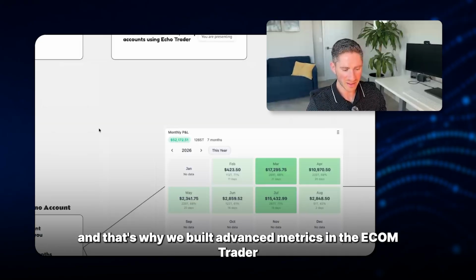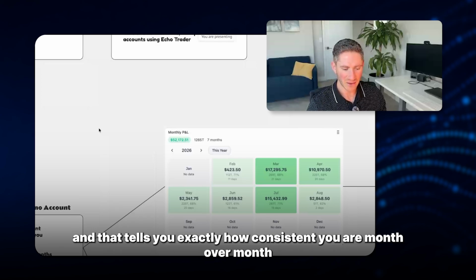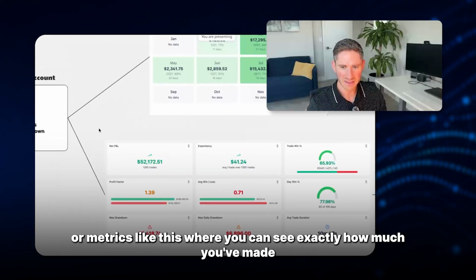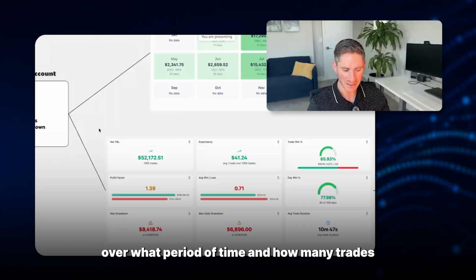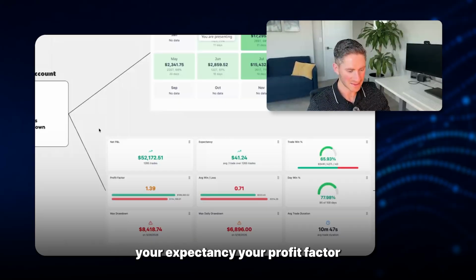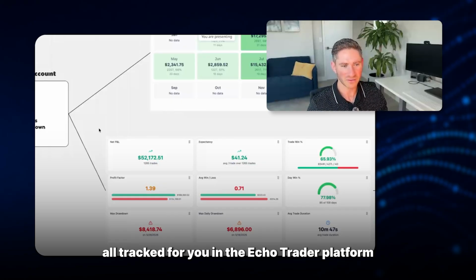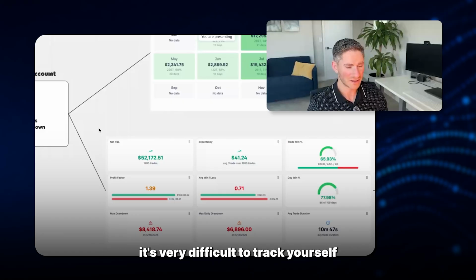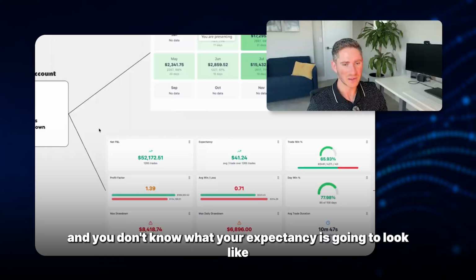And the point of understanding all of these metrics is you can't scale something if you don't understand how it behaves. And that's why we built advanced metrics into EchoTrader, where you can see tiles like this, which is your monthly P&L. And that tells you exactly how consistent you are month over month over a longer period of time. Or metrics like this, where you can see exactly how much you've made over what period of time and how many trades. Your trade win percentage, your expectancy, your profit factor, your day win percentage, your average win loss, all tracked for you in the EchoTrader platform. Because again, if you're not tracking this stuff, and it's very difficult to track yourself, then you don't know what to measure and you don't know what your expectancy is going to look like.